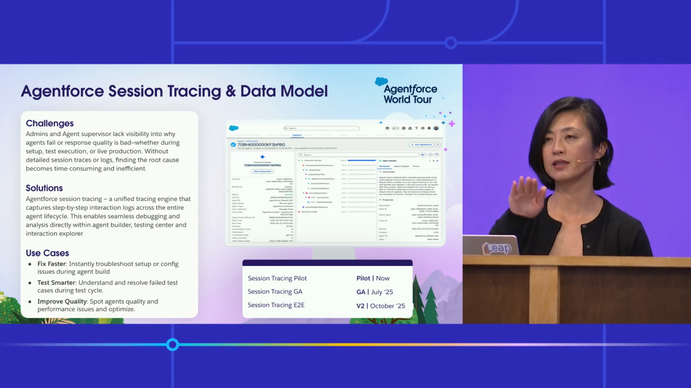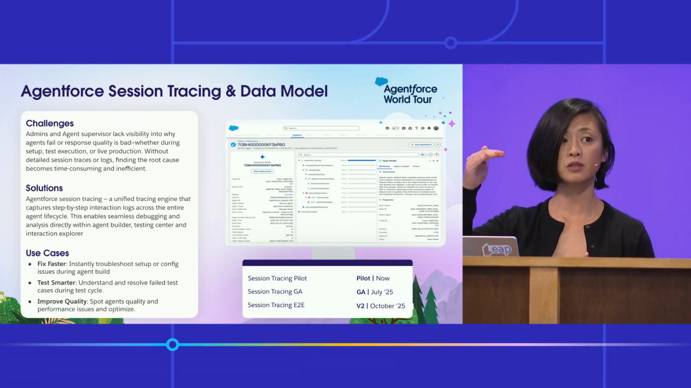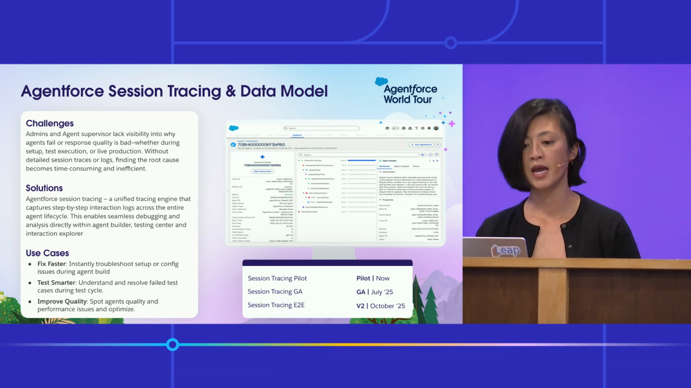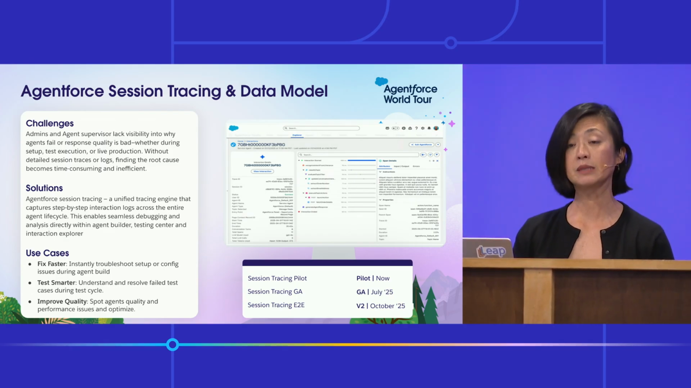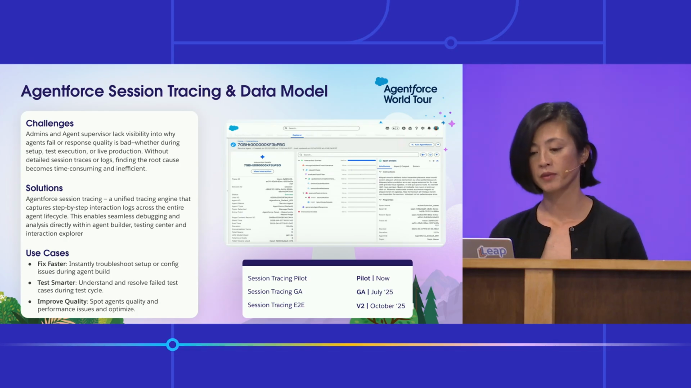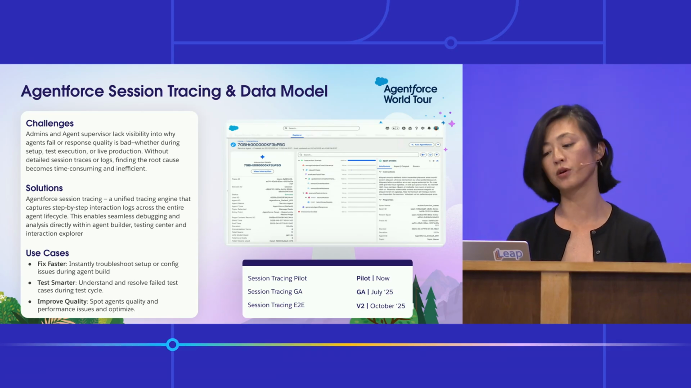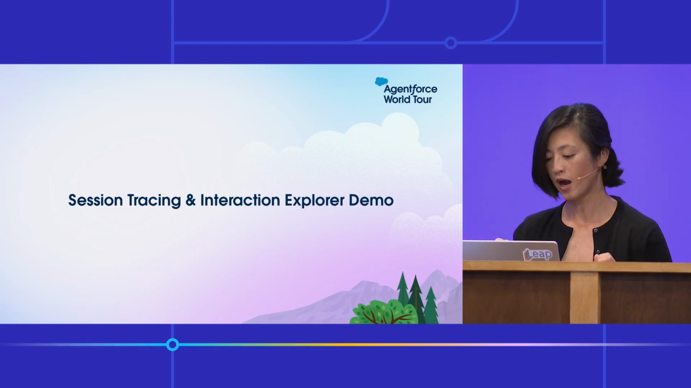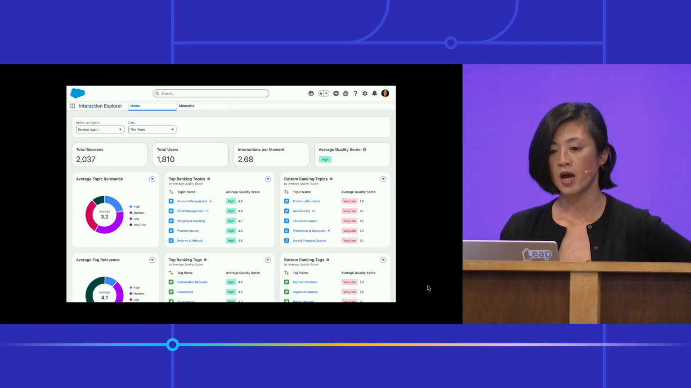So you'll have that step-by-step interaction log. You'll see what topic was called, the actions that were run, the variables that were part of that action or topic. And it really should help a lot of our admins and developers better debug what the agent's doing. So you can fix faster, you can test smarter, and then just generally improve the overall quality of your agent. All right, so I'm going to do a quick demo of our Interaction Explorer that's coming up soon.